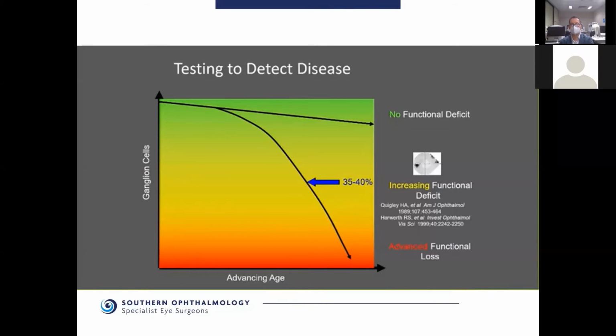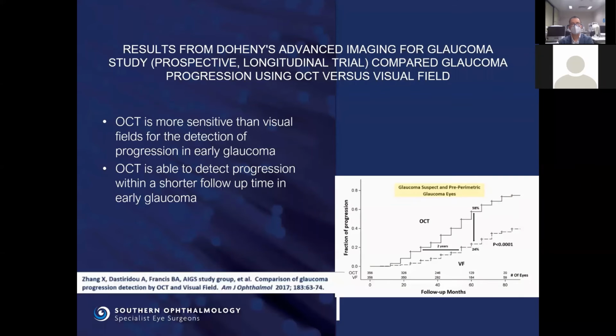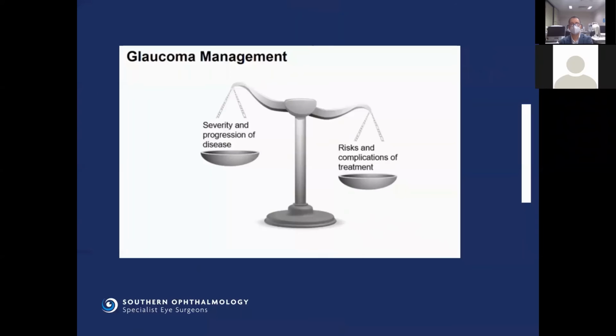Well, we know from studies done in the 1980s and 1990s that we can lose as much as 35 to 40% of our neuroretinal tissue prior to there being a functional deficit. We also know that OCT can pick up progressive glaucomatous damage up to 2 years prior to visual fields, and it may be able to detect progression within a shorter follow-up time in early glaucoma.